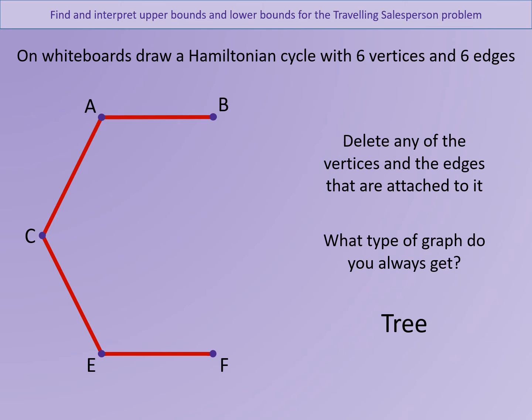So what we can conclude from that is that a cycle is made up of 2 elements. It's made up of a tree and a vertex that isn't part of the tree and 2 edges joining to that vertex. So if we want to make a lower bound, our lower bound is going to consist of 2 edges from a particular vertex and a tree that joins all of the remaining vertices to each other.